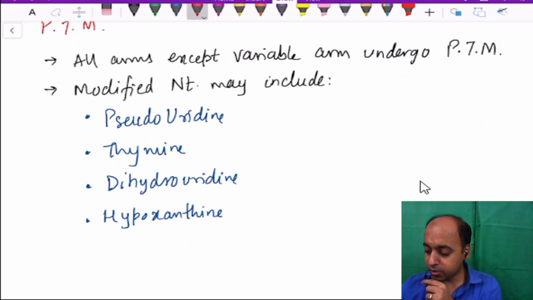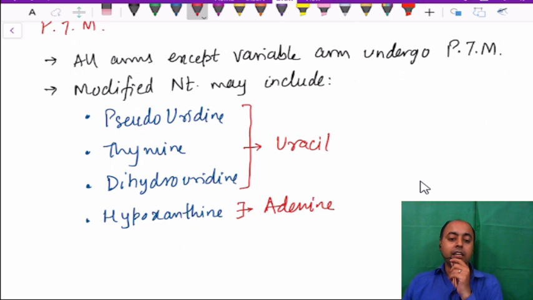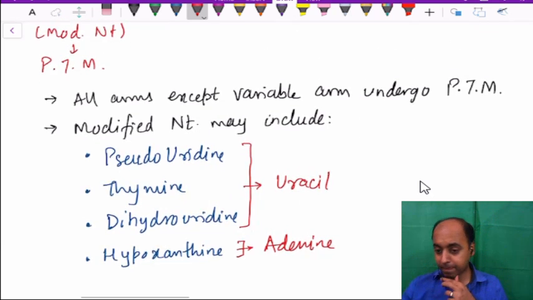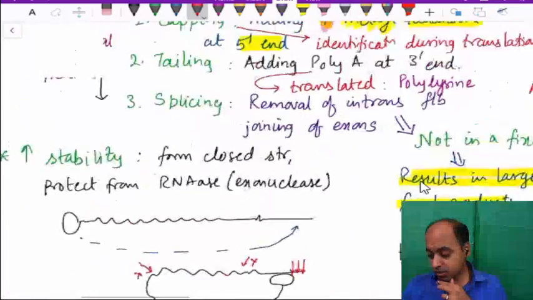In addition, you have to remember the pseudouridine, thymine, and dihydrouridine will come from uracil, whereas the hypoxanthine will come from the adenine. Okay, all arms except the variable arm will undergo post-translational modification, and the modified nucleotides may include the pseudouridine, thymine, dihydrouridine, and hypoxanthine in case of the transfer RNA. So that was the transfer RNA.